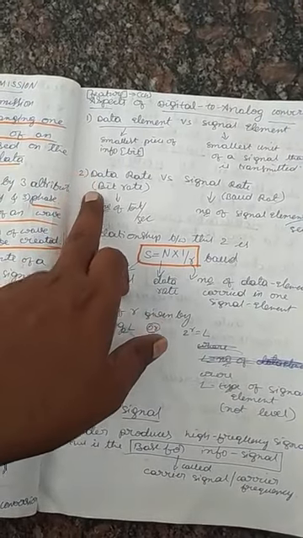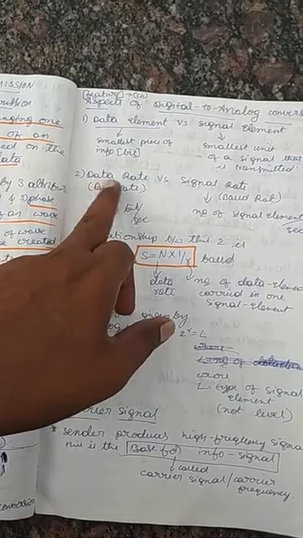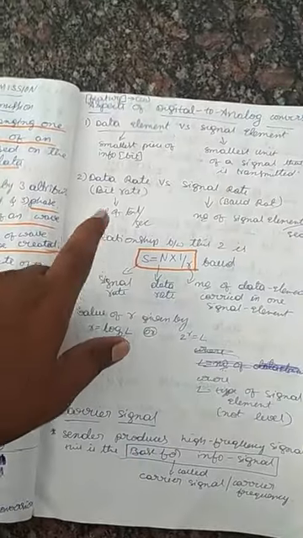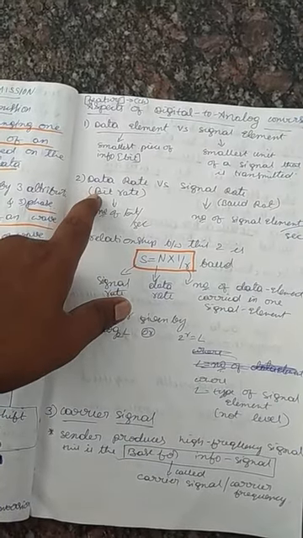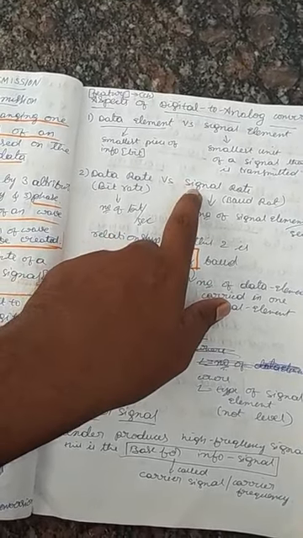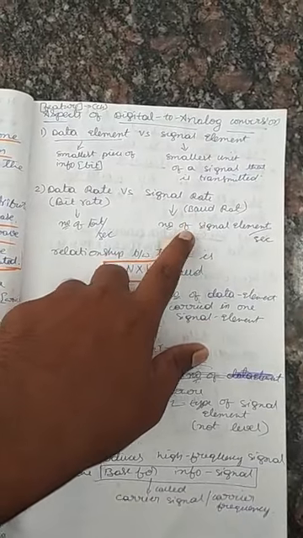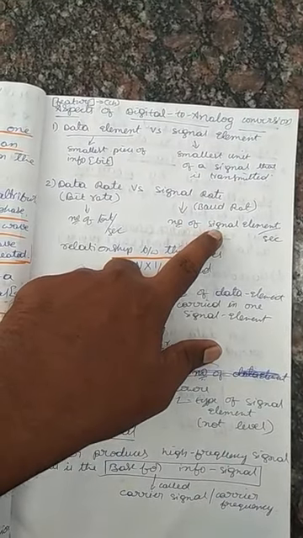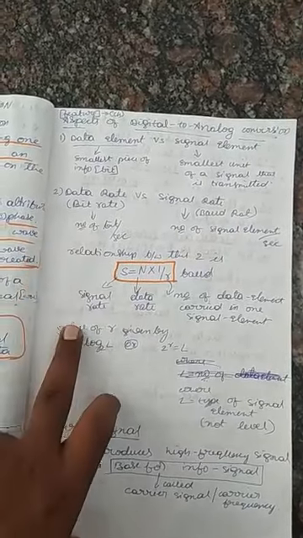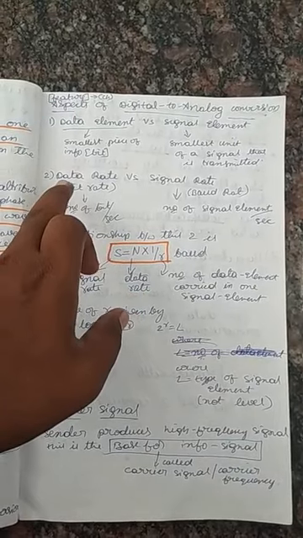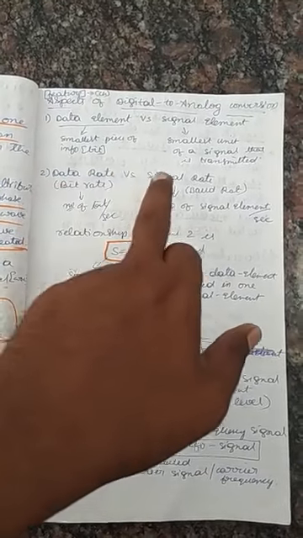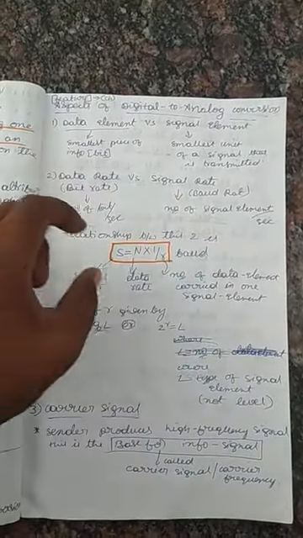What is meant? Bit rate is another name of data rate. Baud rate is another name of signal rate. Data rate or bit rate is the number of bits per second. What is meant by signal rate or baud rate? Nothing but the number of signal elements per second. Next, we can explain the relationship between this data rate and signal rate by this formula.